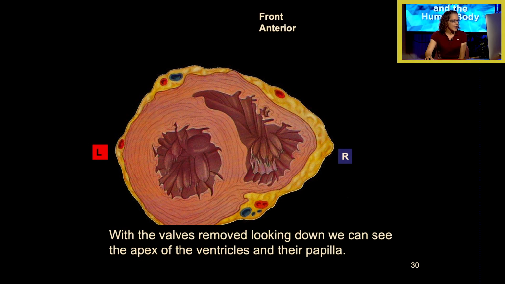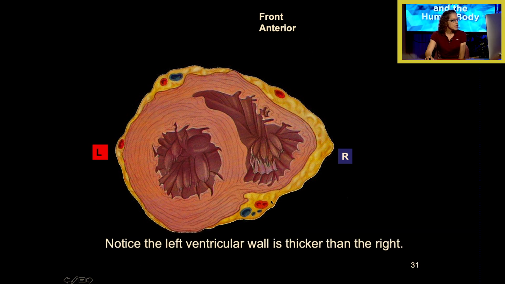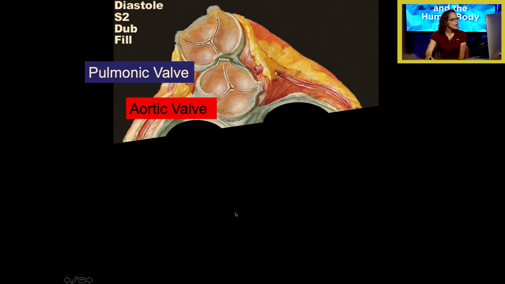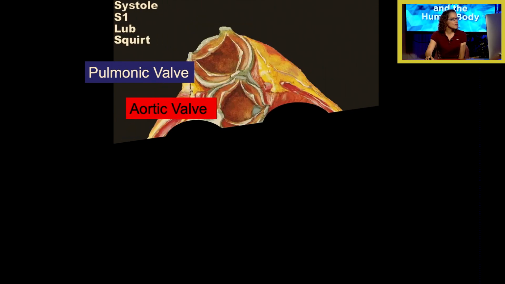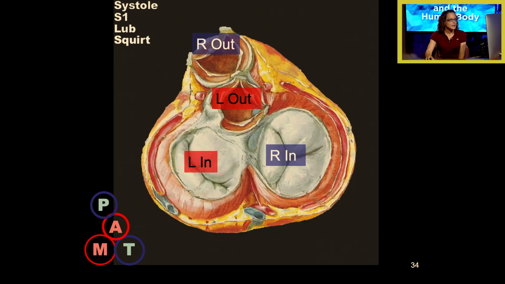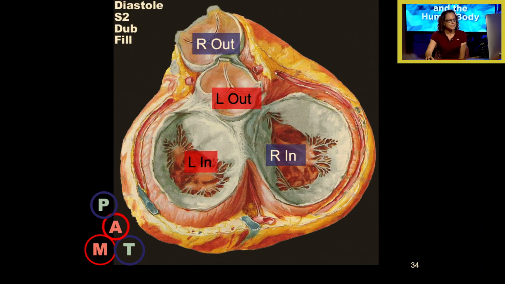With the valves removed looking down, we can see the apex of the ventricles and their papillae. Notice the left ventricular wall is thicker than the right ventricular wall. In this cartoon, we can see the aortic valve, but not the pulmonic. In this cartoon, we can see both the pulmonic and the aortic valves. When the heart is in diastole, it is relaxing and filling. Notice that the right and left AV valves are open in diastole, but the aortic and pulmonic valves are closed.